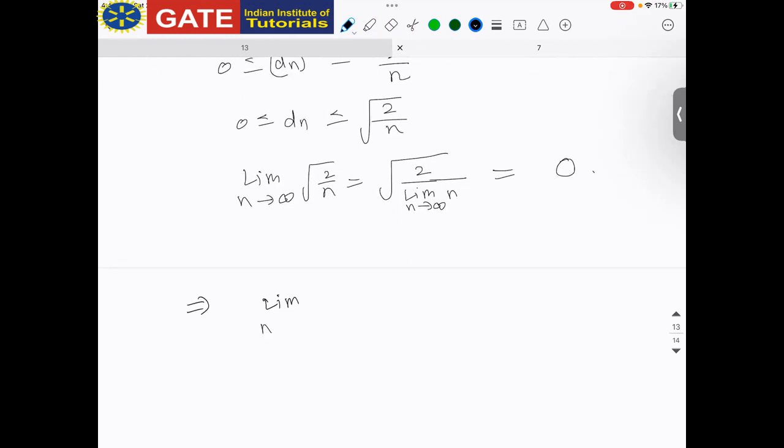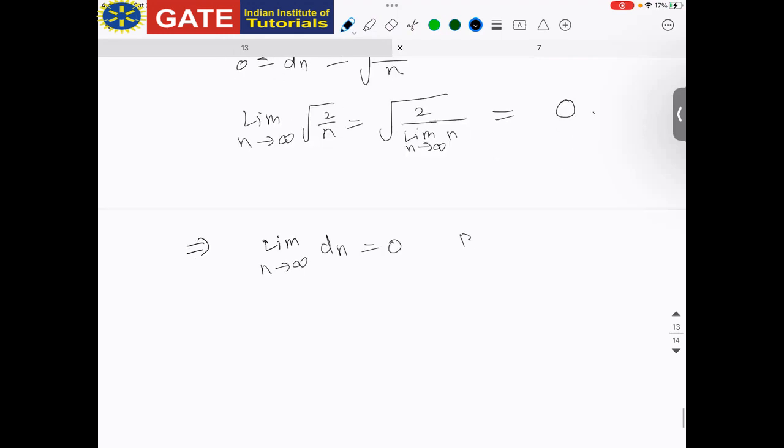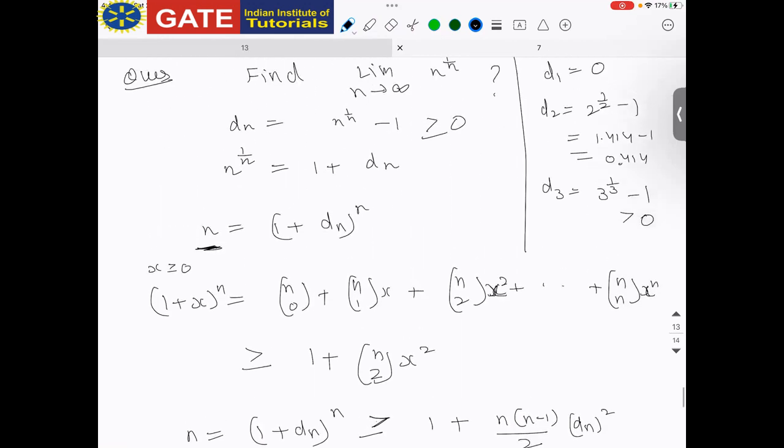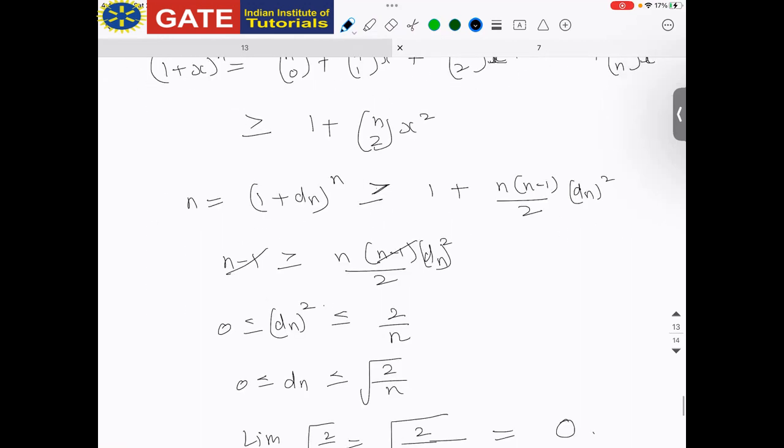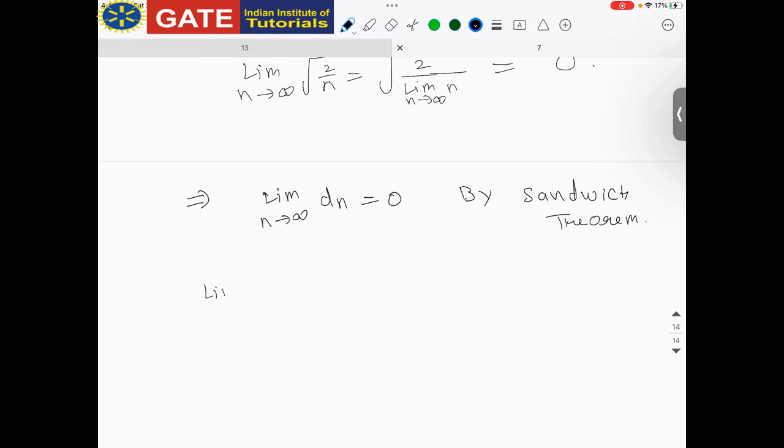Which implies limit n tends to infinity, dn is 0 by the sandwich theorem. So now we are done. dn is nothing but n raised to the power 1 by n minus 1. So limit n tends to infinity, n raised to the power 1 by n is equal to 1.